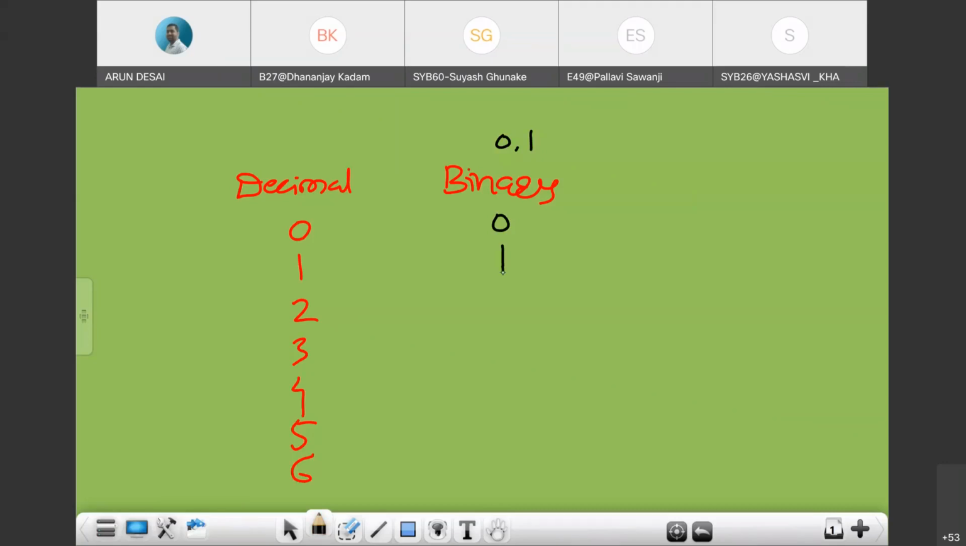Now for this, we use patterns. The pattern is: next is 1 0, then 1 1. 1 is common. At that time we made the combination of 0 and 1. Next is again 1, so 1 0 0, again the combinations 1 0 1, 1 1 0, 1 1 1, right? So this is how you are actually counting in binary.